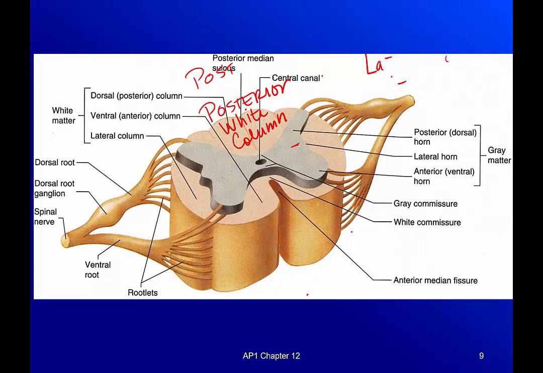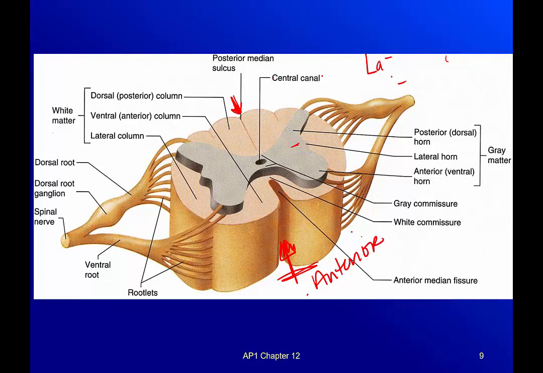Now I want you to also notice that I have these kind of indentions in the back and then a really, really deep indention in the front. Well, what direction is this? This is anterior. Where is that crack located? Well, it's located dead center in the middle, so I can say median. And a really fancy way of saying crack is to call it a fissure. So this is the front middle crack. It's the anterior median fissure.